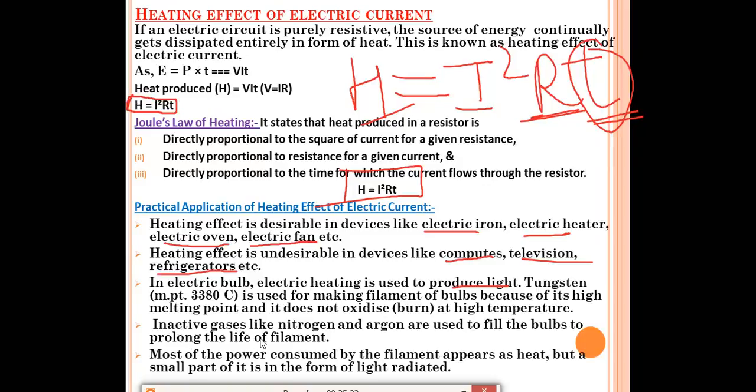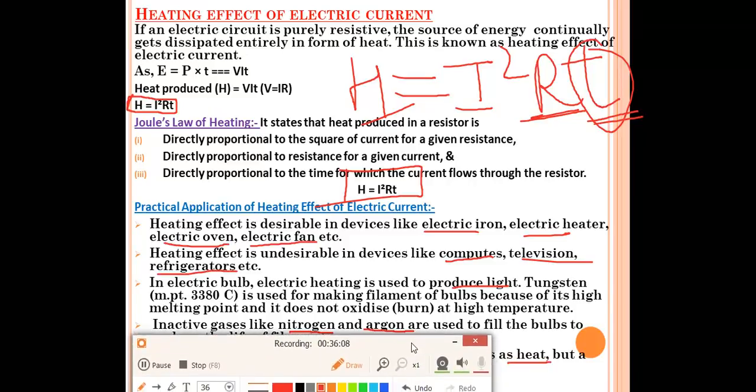Now, some inactive gases like nitrogen and argon are used to fill the bulbs to prolong the life of the filament. Means to increase the life of the filament, these gases, nitrogen and argon, are used to fill the bulb. These gases are very unreactive gases. They will not react with the filament of the bulb. So, these gases are used to increase the life of the filament. Most of the power consumed by the filament appears as heat, but a small part of it is in the form of light radiated. Generally, heat will be produced, but a small part of it will be in the form of light. That light we are getting from the bulb.